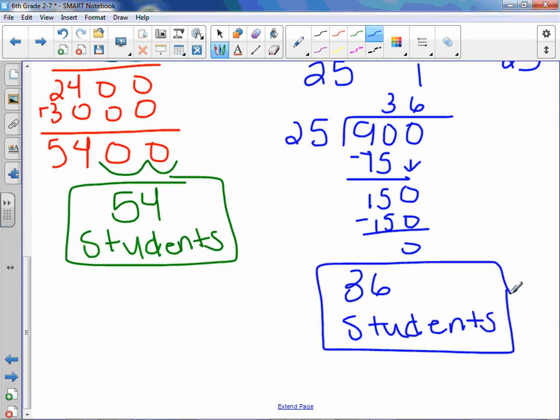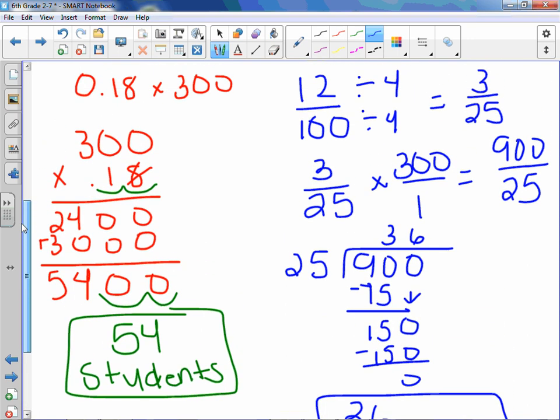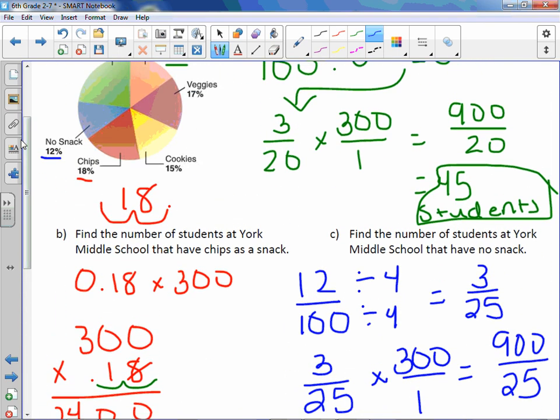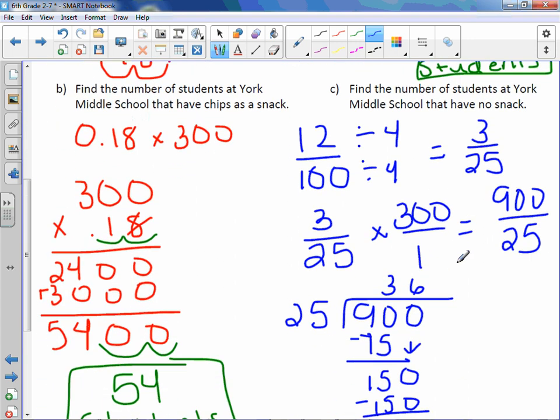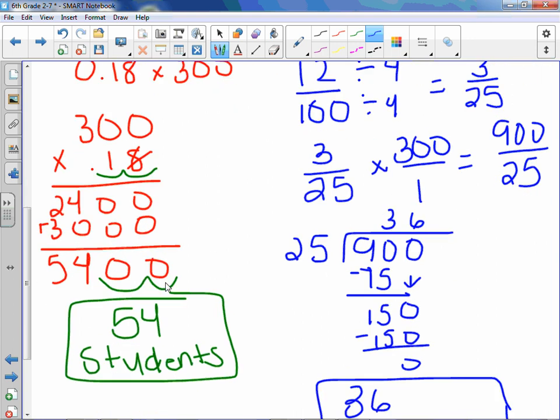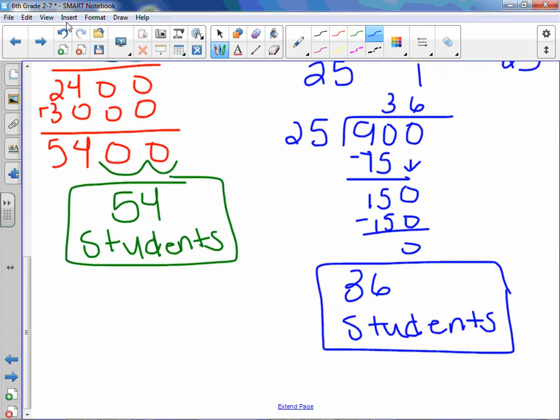So it doesn't matter which method you choose. Some of them may be simple, and you can do the math in your head. Others won't necessarily. And the decimal is just a couple little steps. So it's up to you.